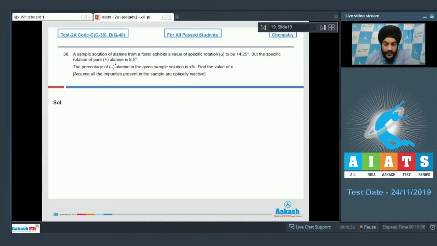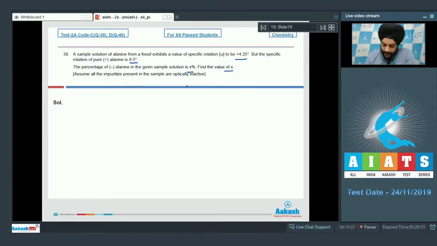A sample solution of alanine from a fossil exhibits a value of specific rotation alpha to be plus 4.25 degrees. But the specific rotation of pure plus alanine is 8.5 degrees. The percentage of minus alanine in the given sample solution is X%. We have to comment on the value of X. It is given to us to assume all the impurities present as optically inactive.